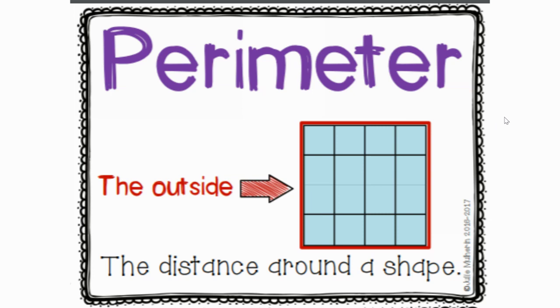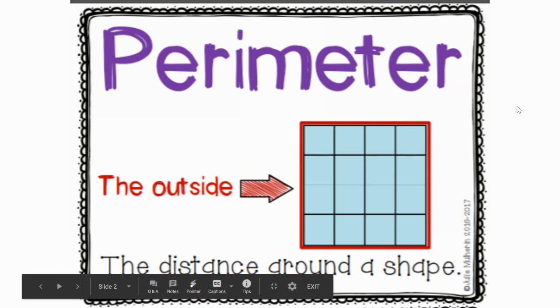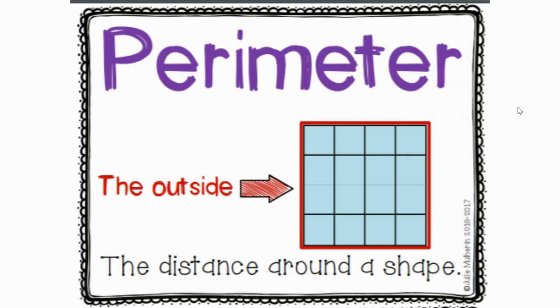First, we have the perimeter. It is the outside and the distance around a shape. It could be around grid paper or a specific polygon like we learned in geometry.